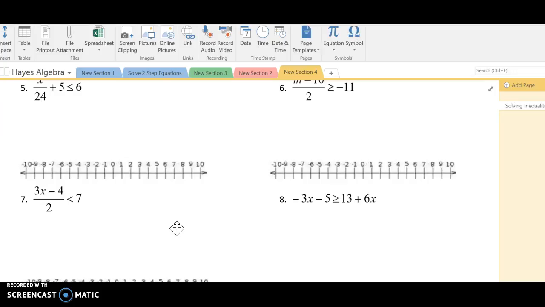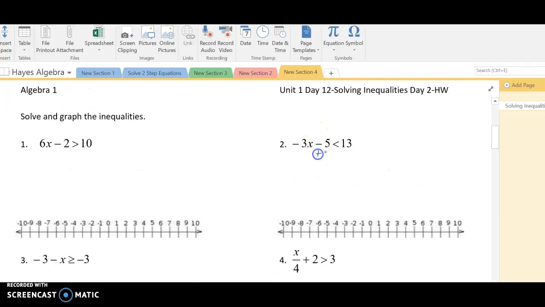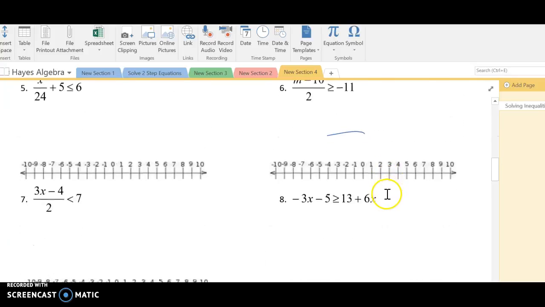For starters, you made a sign mistake on number 2. So real quick, when you look at number 2, when you add this 5, you get negative 3x is less than 18. But when you divide by negative 3, you got to remember, you got to flip that inequality. And 18 divided by negative 3 is negative 6. Okay. You forgot to flip the sign and make it negative.